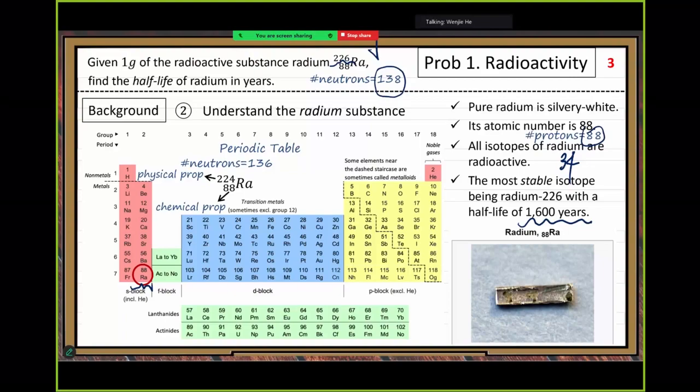All right. But what is the most unstable isotope? I also searched the most unstable. That's the 216 isotope. What's the half-life? Half-life is very short.